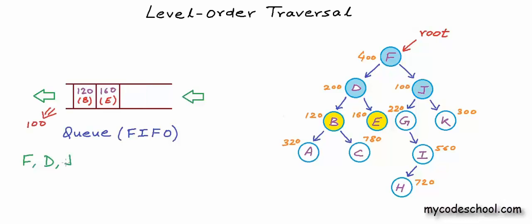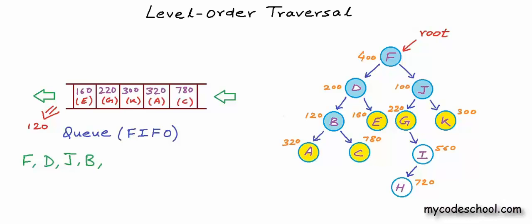We'll visit it and enqueue its children. If we go on like this, all the nodes will be visited in the order that we are desiring. At this stage we can dequeue node at 120, visit it, and enqueue its children. So we will go on like this until all the nodes are visited and the queue is empty.